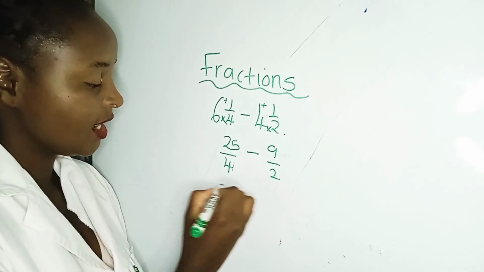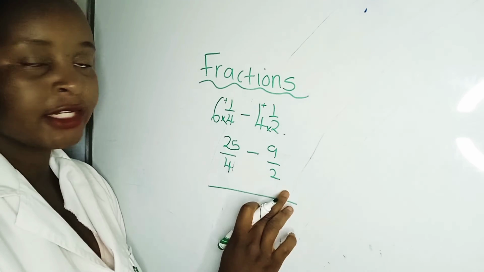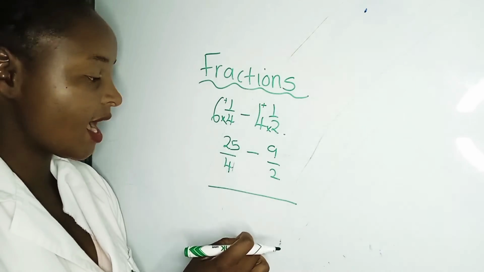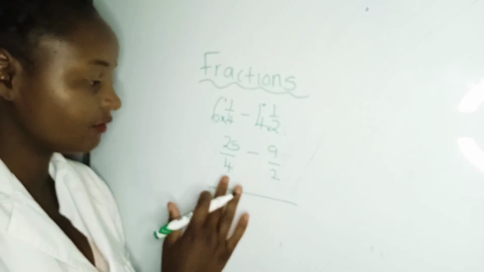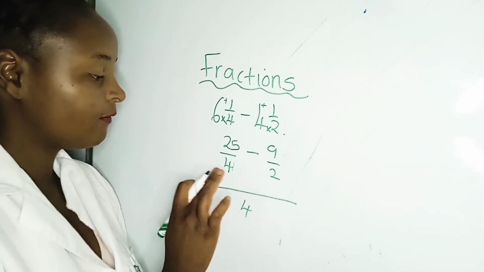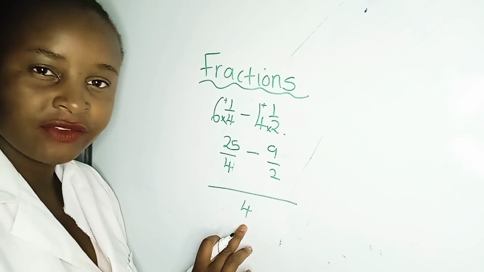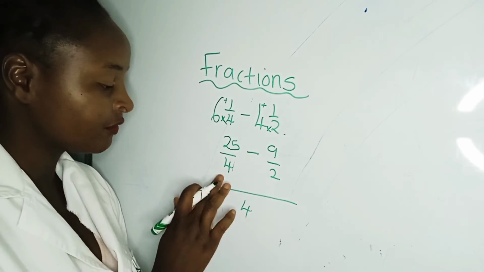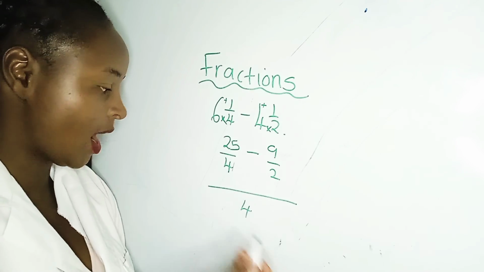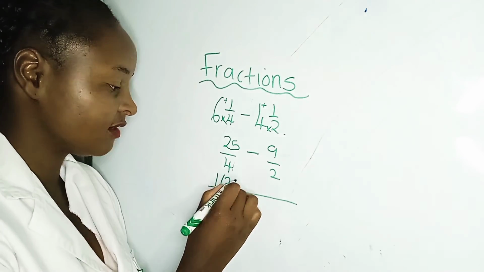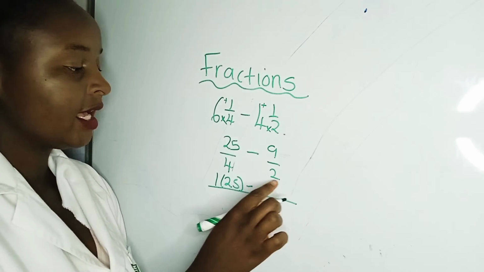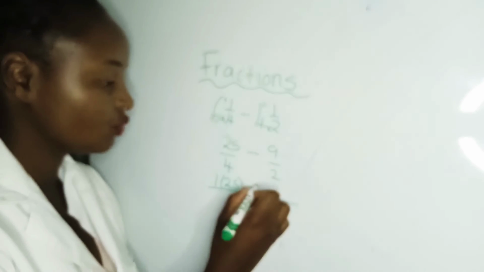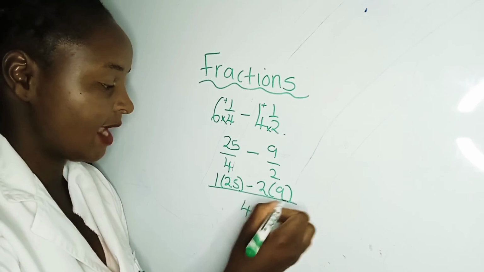9 over 2. So our denominators, it's a 4 and a 2. So the lowest common multiple, or the common denominator for 4 and a 2, it's a 4. 4 can get into a 4 without leaving a remainder. 2 can also get into a 4 without leaving a remainder. So 4 into 4, it's how many times? It's 1. So you say 1 times 25 minus 2 into 4, it's how many times? It's 2 times. 2 times your 9.